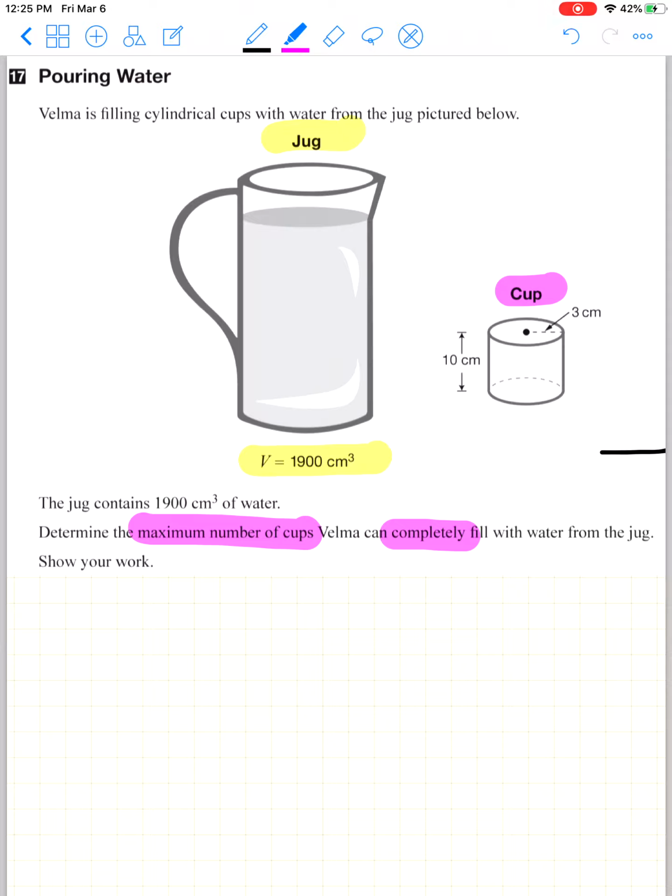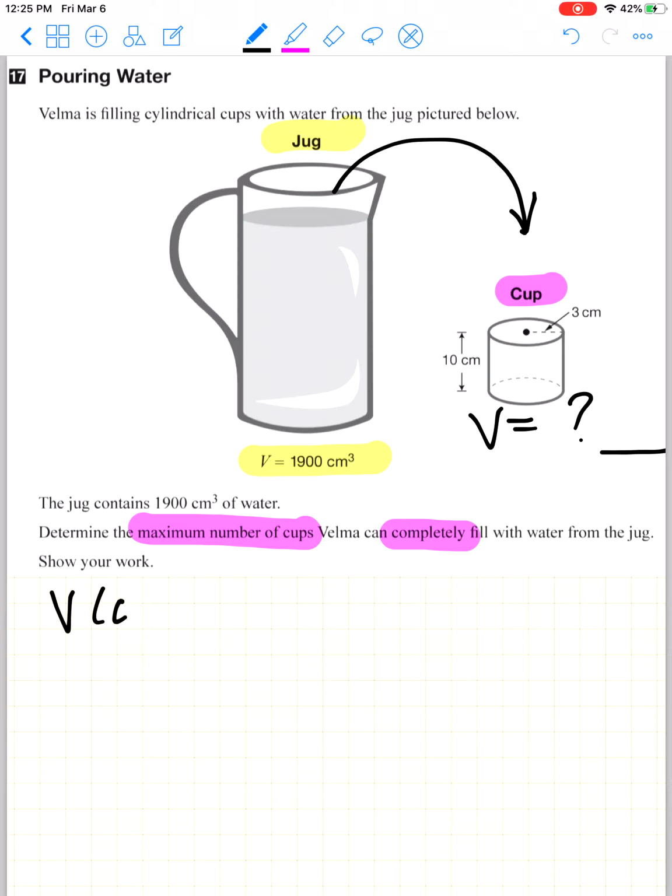So what we're doing is picturing in our mind that we're going to take water from the jug and pour it into the cup. We're going to see how many times we can do that completely. So we're really thinking about how many times bigger this jug is than that cup. But I don't have all the information I need about the cup. I know the volume of the jug, that's the capacity of that jug, but I'd like to know the volume of this cup. And so that's where I'm going to begin.